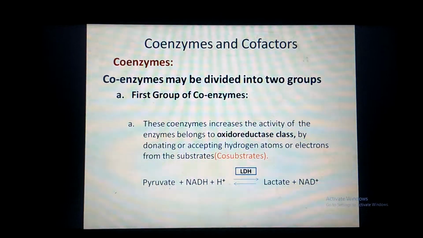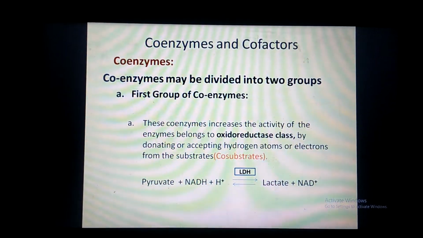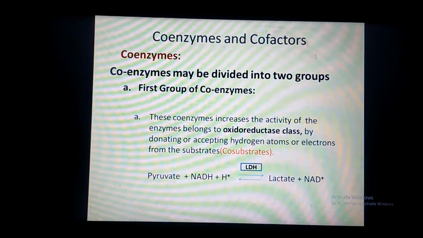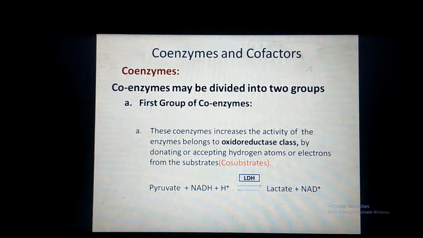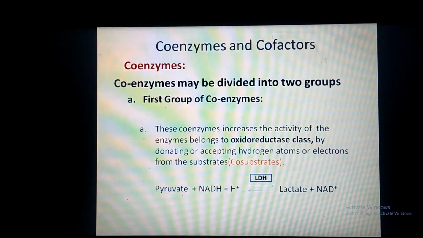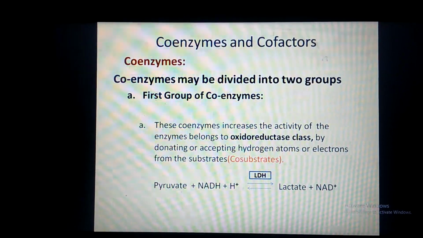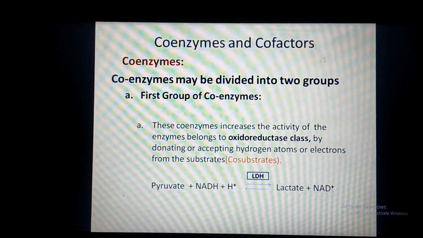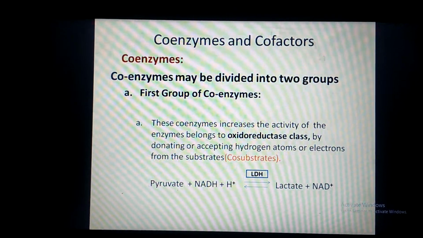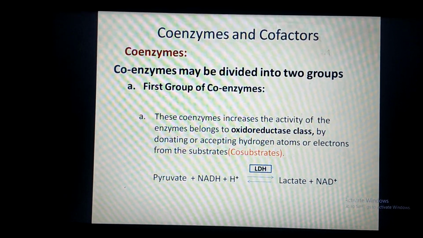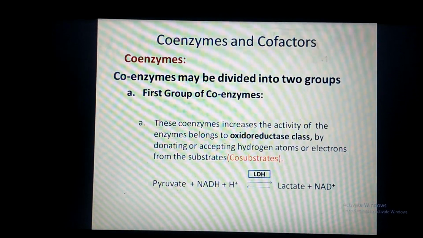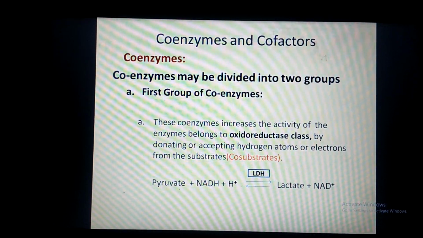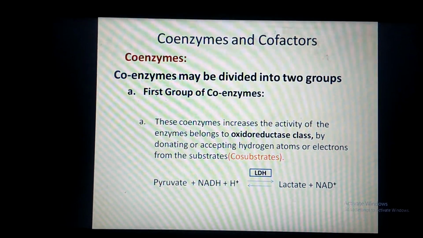In this example, pyruvate is converted into lactate. So in this case, the enzyme is lactate dehydrogenase and coenzyme is NADH. So in this reaction, NADH donates two hydrogen atoms to pyruvate and pyruvate gets reduced to lactate. So NADH helps to carry out this reaction and it indirectly helps the enzyme lactate dehydrogenase. As the NADH donates its hydrogen atom in the reaction, NADH is also called a co-substrate in this reaction, or it is also called a secondary substrate.